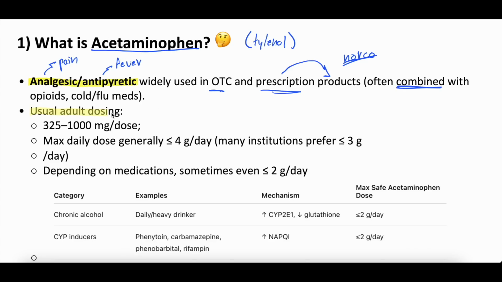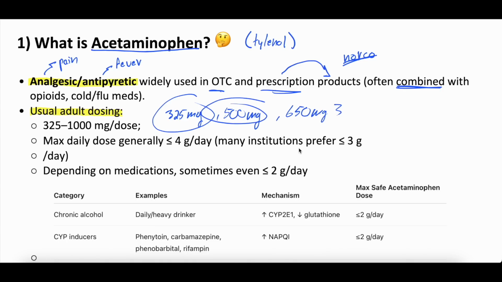The usual dosing in an adult for acetaminophen is 325 milligrams to 1,000 milligrams per dose. Oftentimes the pills come in 325 milligram pills, but not every time. We've seen 500 milligram pills, and maybe there's 650 milligram pills, but primarily we've seen 325 and 500. You can take up to 1,000 milligrams in a single dose, but the maximal daily dose that we like folks to stay under is less than 4 grams of Tylenol per day. Some institutions actually say less than 3 grams, and there are certain populations where you should stick to less than 2 grams per day.